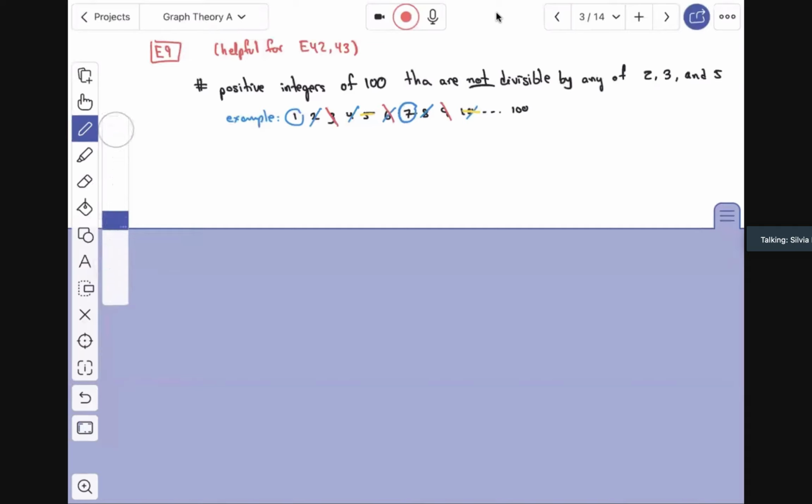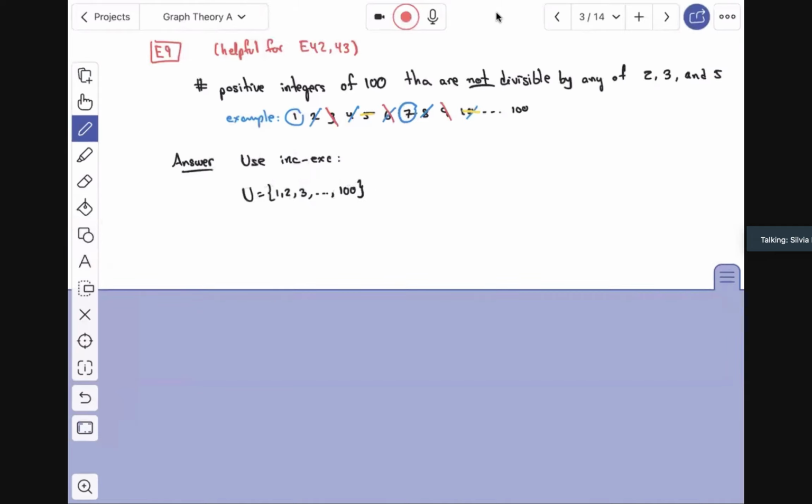So let me set it up with that. We're going to use inclusion exclusion. What are going to be my A_i's? Remember, U is going to be everything. It's just the set 1, 2, 3, and so on. So that's my universe. I want to subtract from that. So I'm going to make A2, A3, and A5.